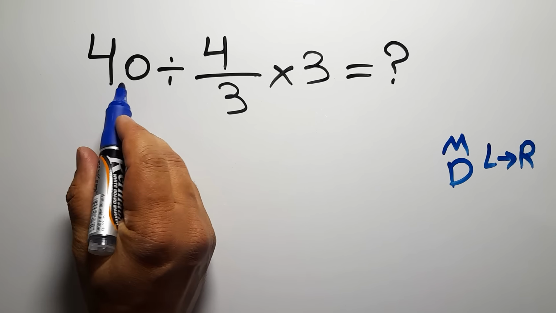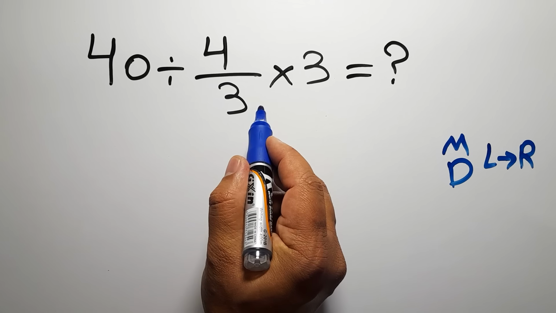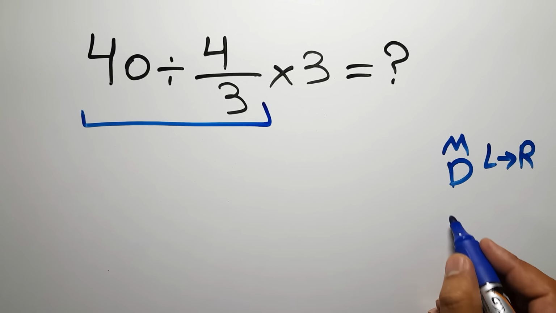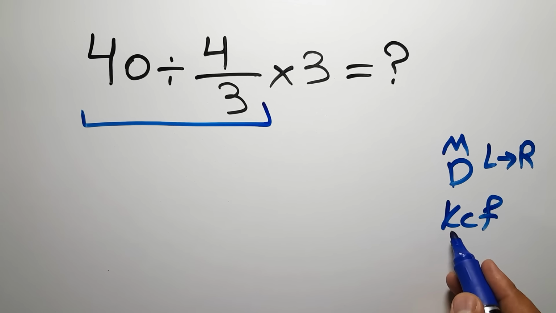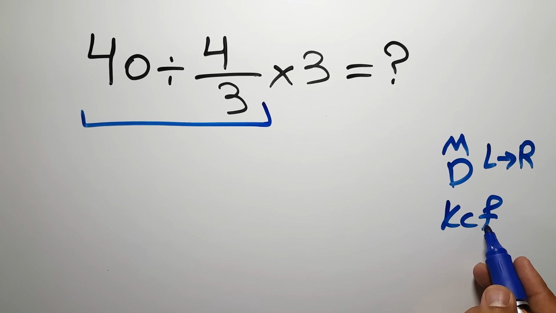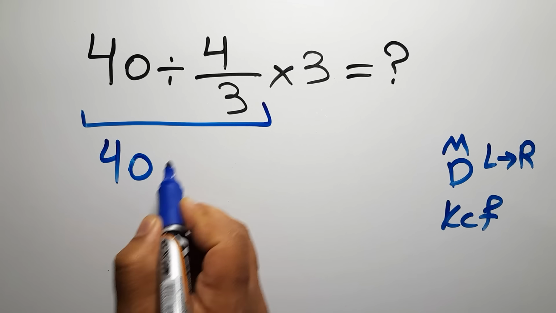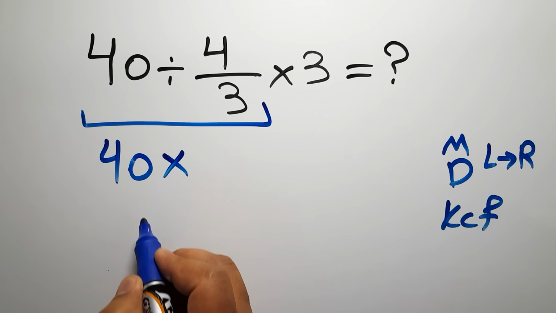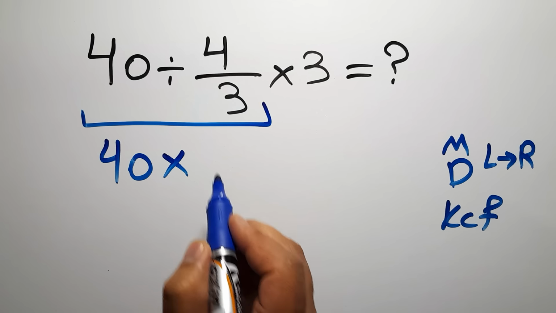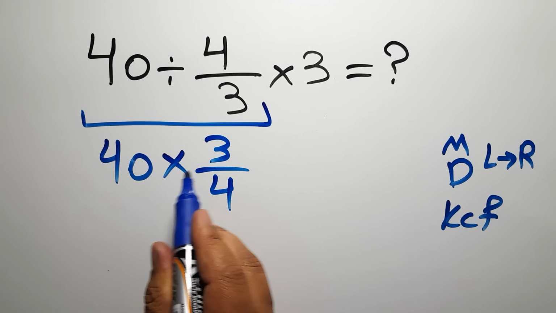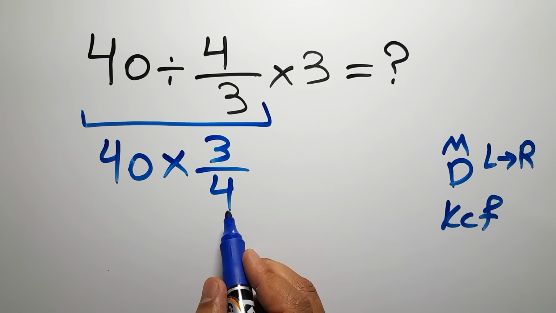So first 40 divided by 4 over 3. According to the KCF rule, K stands for keep, C stands for change, and F stands for flip. Keep the first fraction, change division to multiplication, and flip the second fraction. So we have 40 times 3 over 4.